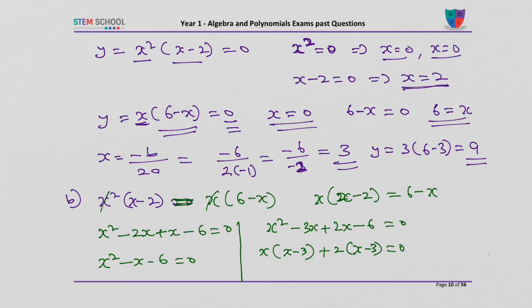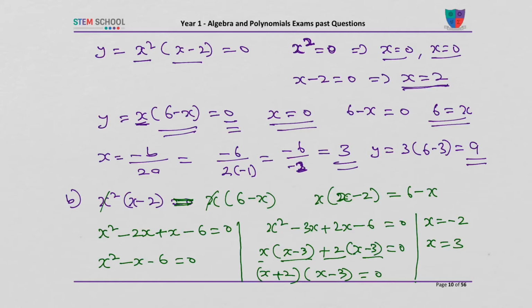So the common factors are these two here, as was left, x plus 2, and this one here, that's x minus 3. And therefore, where they intercept is going to be x equals minus 2, x equals 3, because we set them to 0.